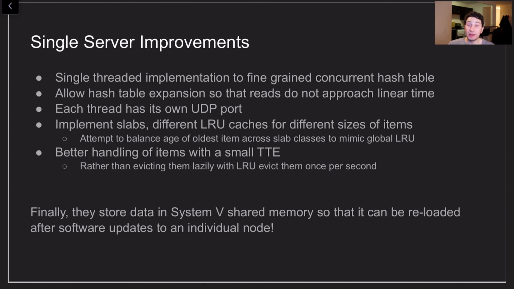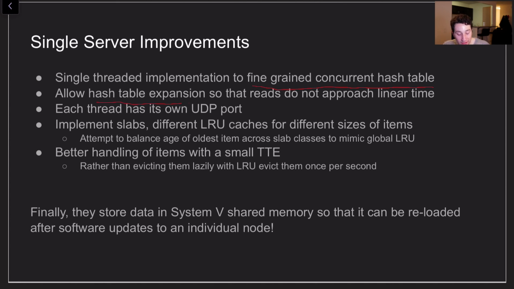Okay, let's quickly go through a few single server improvements. So, in addition to this whole distributed system that Facebook built out, they also made some small changes to Memcache itself in order to squeeze the most out of these servers, and some of these changes were eventually open sourced as well. So basically, we've got this single-threaded implementation, and then they changed that to a fine-grained concurrent hash table. So previously, Memcache was single-threaded. They made it multi-threaded. Obviously, you're going to get performance benefits there.